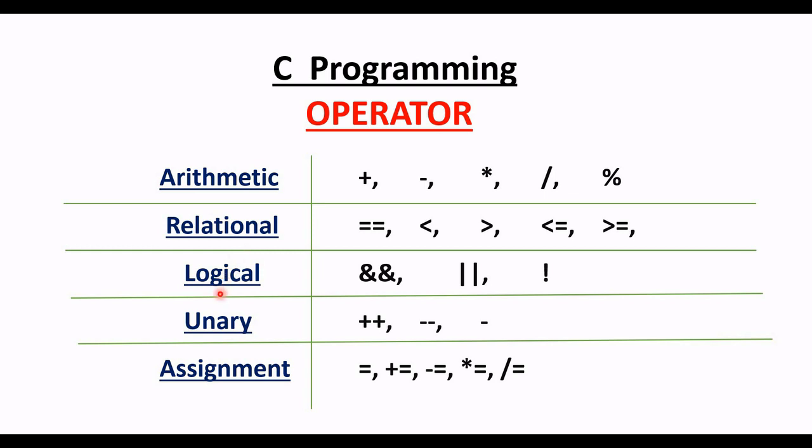And the next operator is the logical operator. We all know about the AND gate, OR gate, and NOT gate. So logical operators mainly function on these gates. These are the signs of the AND gate, these are the signs of the OR gate, and this is the sign of the NOT gate. So we can perform AND, OR, and NOT logical operations in the C programming language.